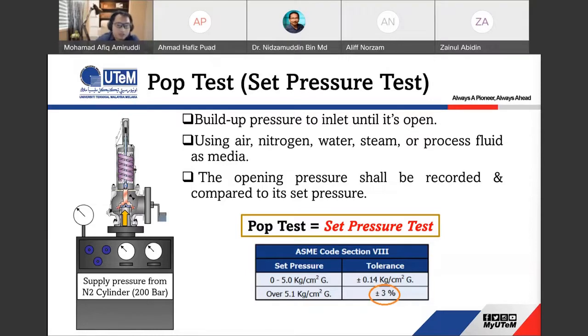We also give some tolerance. Some companies, some oil and gas companies, use a tolerance of plus or minus 3% from the set pressure if the set pressure of the PRV is over 5.1 kg. If the valve doesn't release within plus or minus 3%, we assume the set pressure has deviated from the original set pressure. Some companies use plus or minus 3% and some companies use 10%. I hope you can understand what the pop test or set pressure test is.